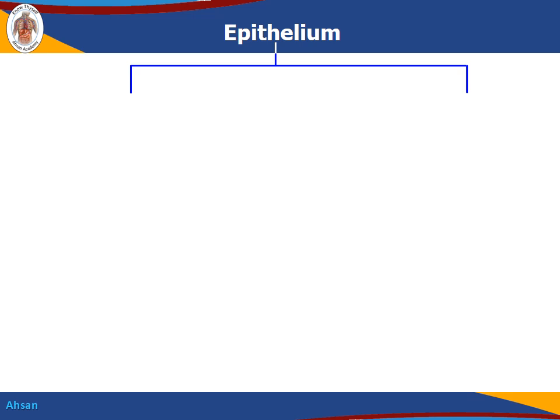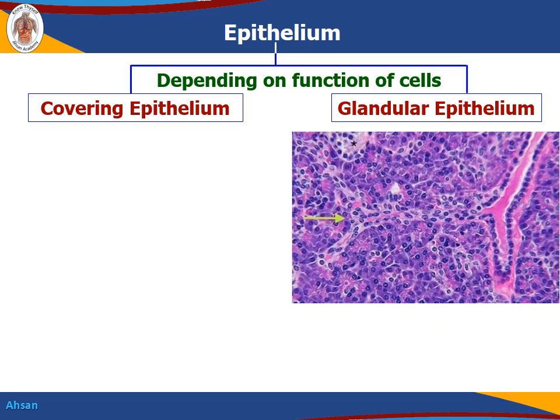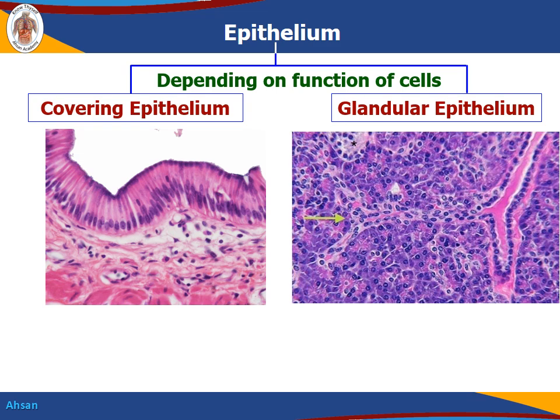Epithelium may be further classified depending on the function of the cells, that is either it is covering or it is producing some macromolecules, that is the glandular epithelium. So covering epithelium and glandular epithelium. You can see the photographs. This is a cluster of cells or this layered cords of cells present in the glandular cells, and this is layers of cells covering the surface. This is a single layer of cells on connective tissue part, and this is the epithelium that covers. So this is covering epithelium.